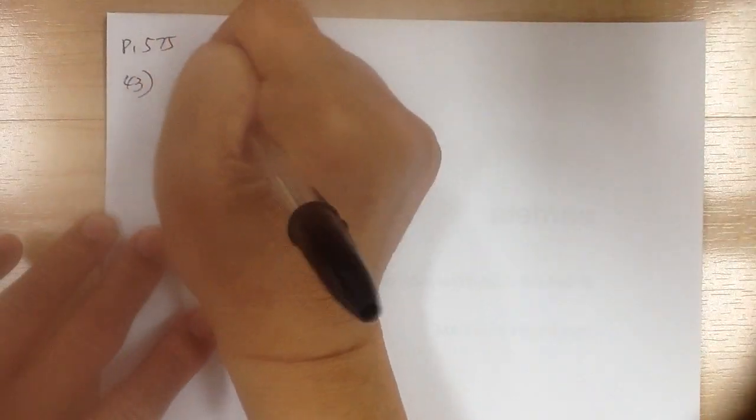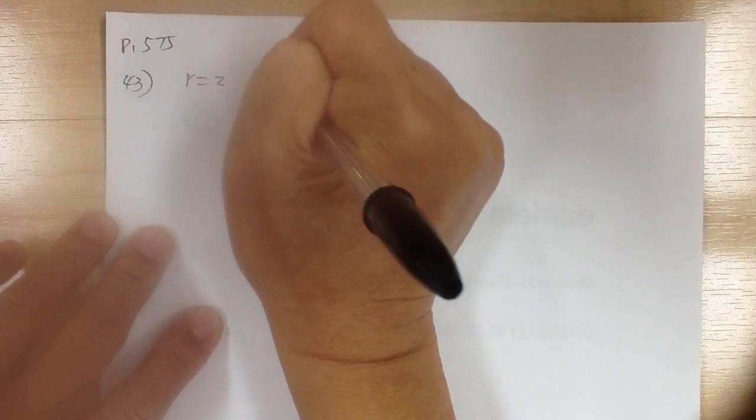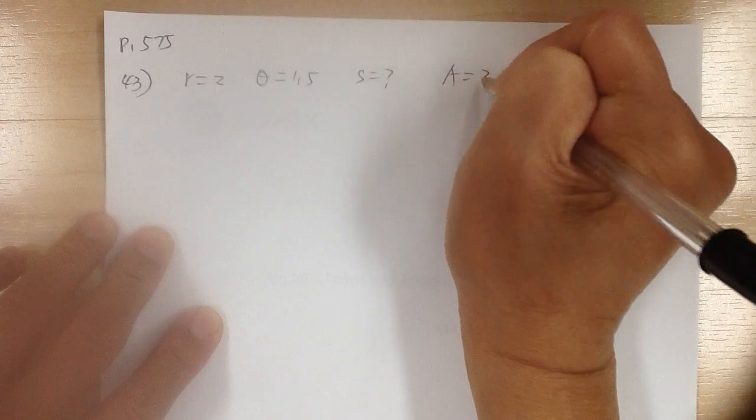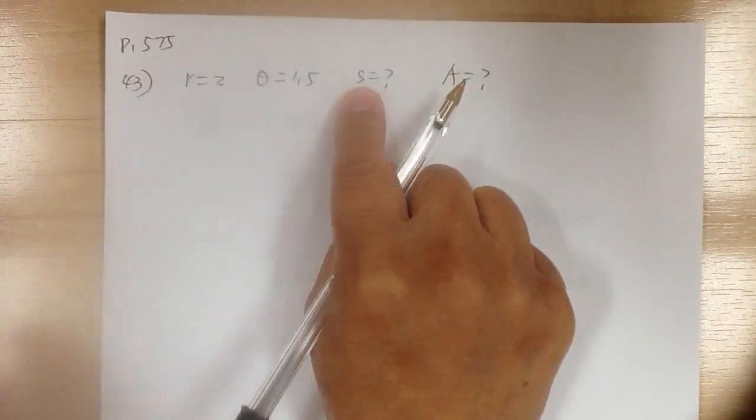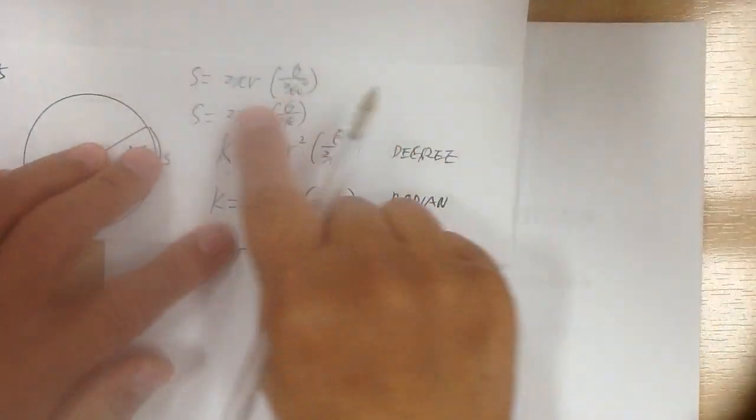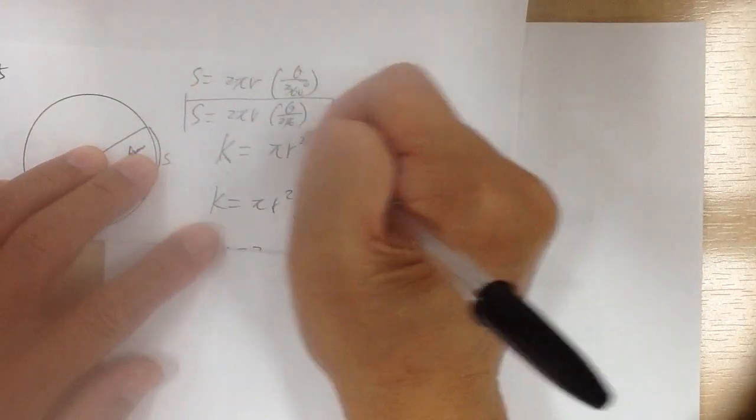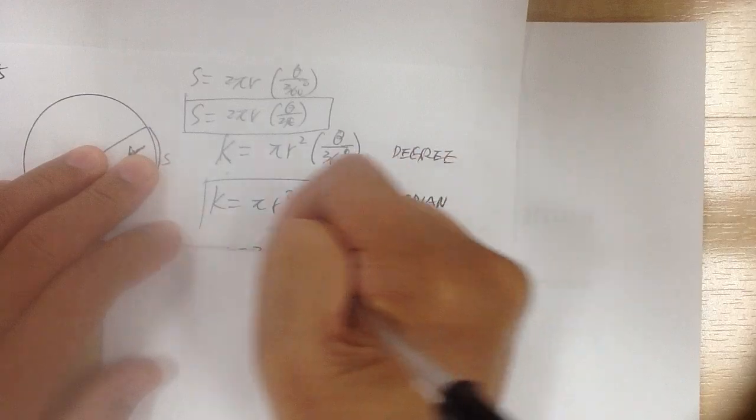Okay, number 43. You have r equal to 2, theta equal to 1.5. You're looking for s, you're looking for a. So again, there are two formulas you need to know. Since we deal with radians, we have to use these two formulas, right?